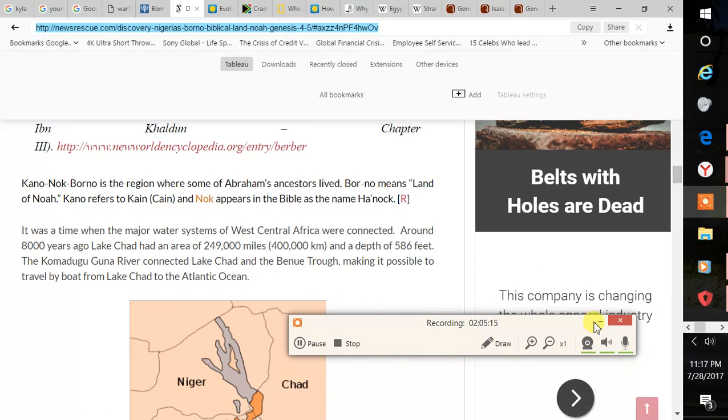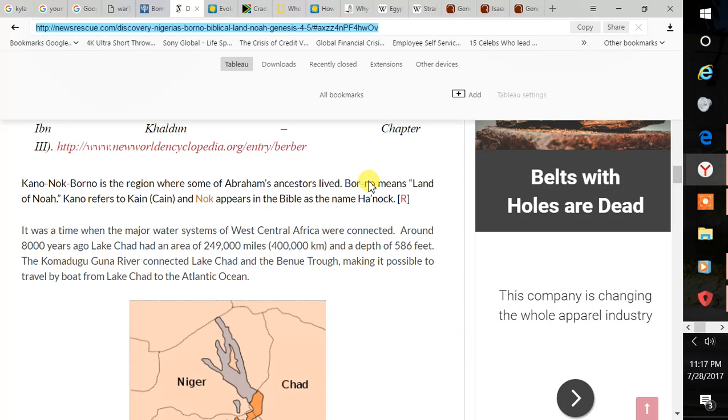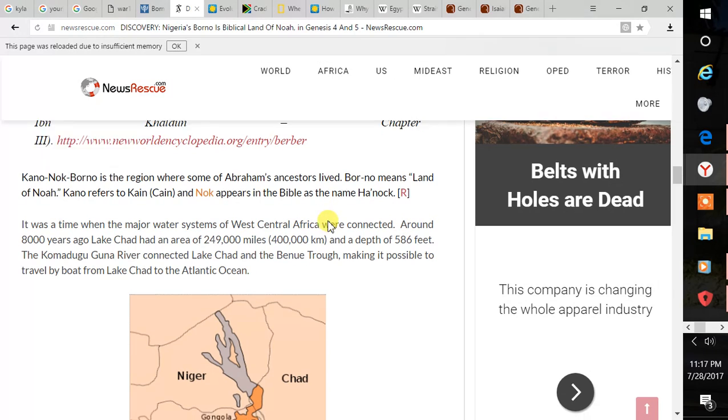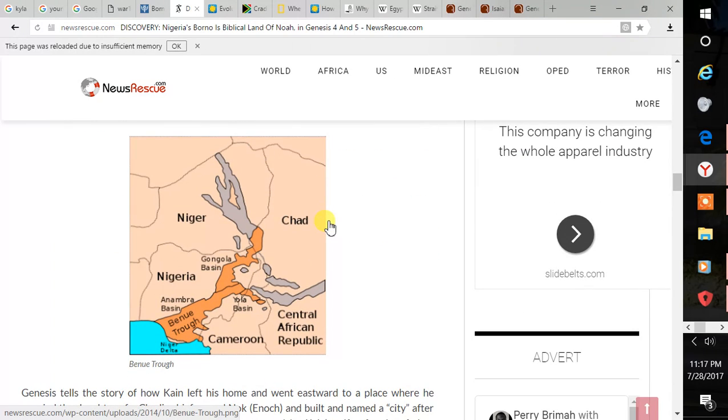So in my study, I stumbled upon this article, which says that there is a place in the northeastern part of Niger and Nigeria, around the Chad. Let me see if I can pull up a map. Well, okay, here's the best I can do. You guys can probably understand this. So there is this place, somewhere in the northeastern part of Niger and Nigeria, which is known as the land of Noah.